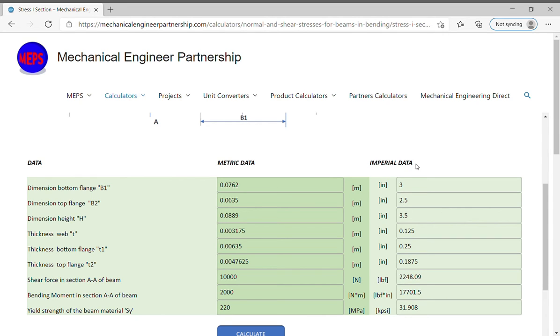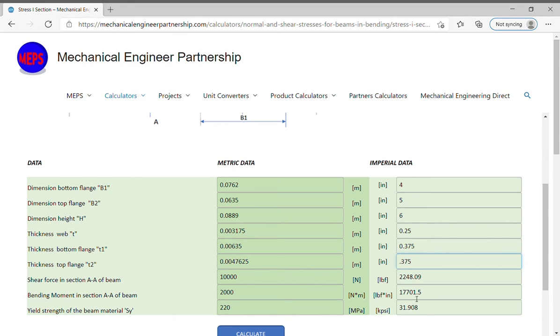In Imperial units, dimension bottom flange B1, 4 inches. Dimension top flange B2, 5 inches. Dimension height H, 6 inches. Thickness web T, 0.25 inches. Thickness bottom flange T1, 0.375 inches. Thickness top flange T2, 0.375 inches.